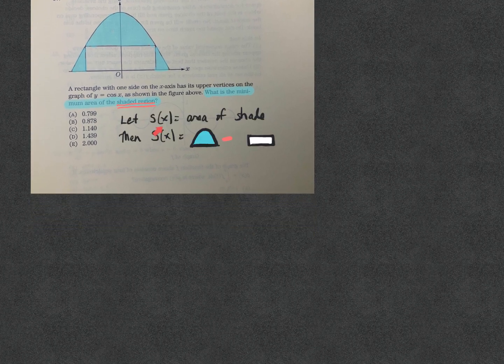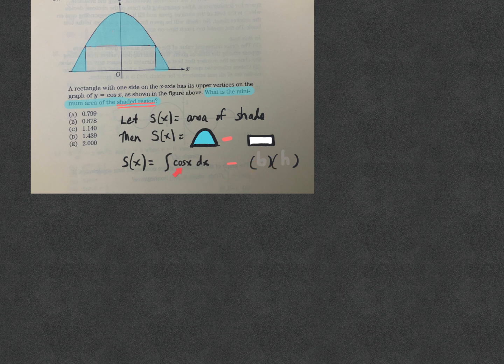So we could let S equal the area of the shade, which would be the area of the entire parabolic mound minus the area of the rectangle. The area under the cosine curve will be the integral, and the area of the rectangle will be base times height.